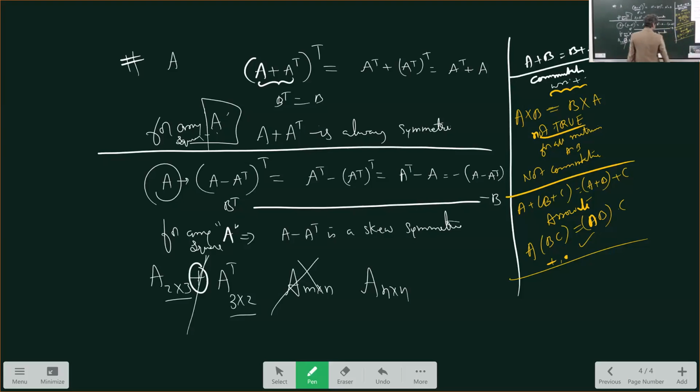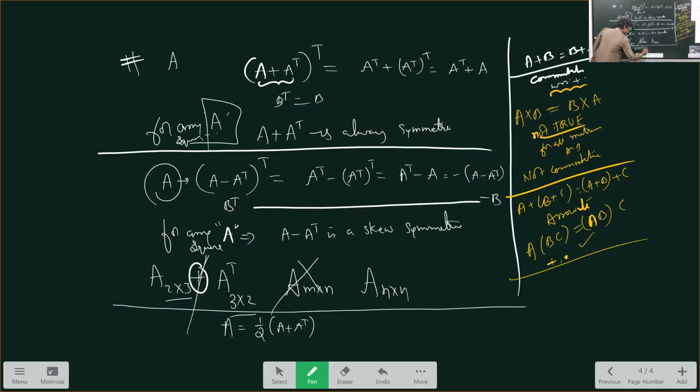Now making use of these two observations, any matrix A can be written as 1 by 2 of A plus A transpose plus 1 by 2 of A minus A transpose. Do you agree? See this. What happens to this sum? When A plus A transpose is symmetric, multiplying with 1 by 2 is also symmetric. So this is a symmetric matrix. This is symmetric. This is skew symmetric.